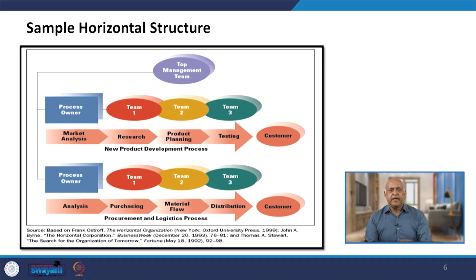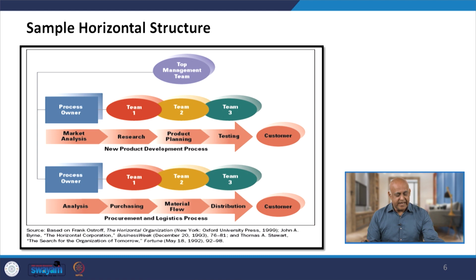So, vertical structures are creating more hierarchy, and now we are going towards the horizontal structure. These function-based structures, to structures based on the horizontal processes, will be more and more encouraged. Now, here we see the sample horizontal structure. So, top management team is there, and there is a process owner, team 1, team 2, team 3. Like in the IT industries, project teams are created, and the different project teams are working together and they are making the process work.